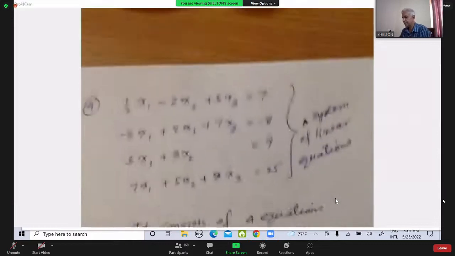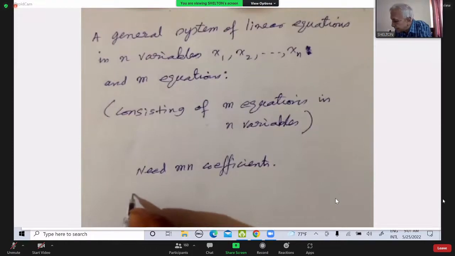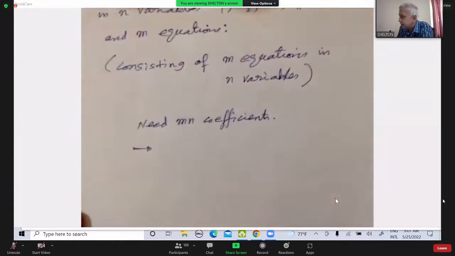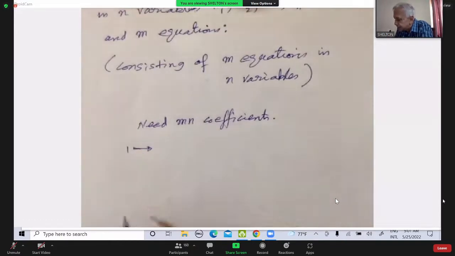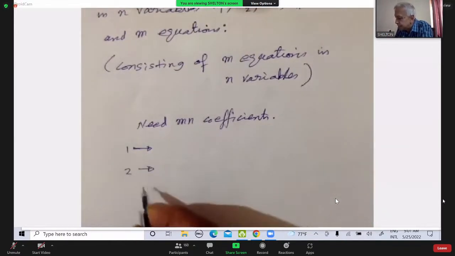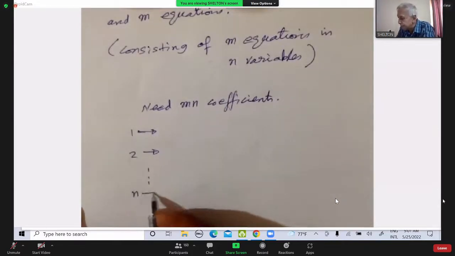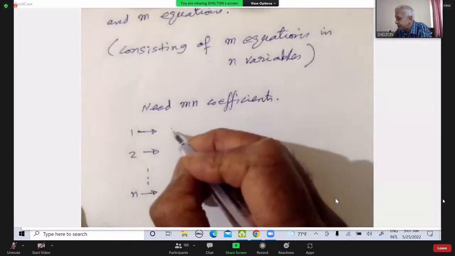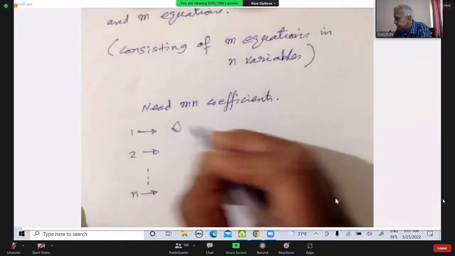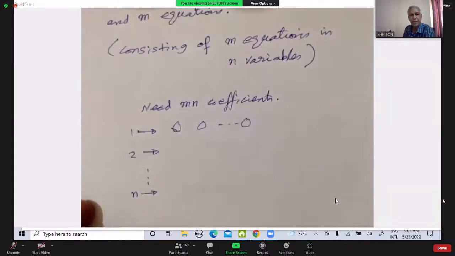Now I need mn numbers. So how many numbers are there for this one? This is the first one. So let us divide by the number of equations. M equations. So this is the first equation, say this is the second equation, dot, dot, dot, this is the mth equation. To describe the first equation, I need how many numbers? I need n coefficients.